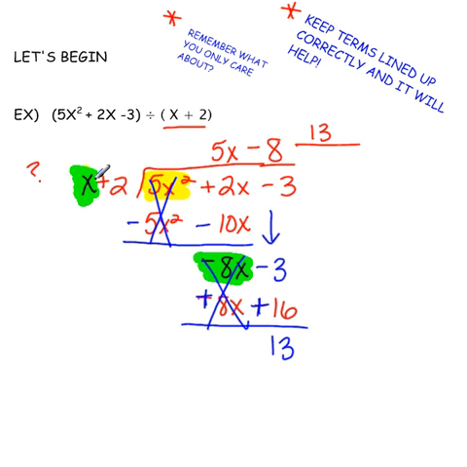13 over what we were dividing by, which was an x plus 2. Our sign of our remainder is positive, so we will be adding that on. This is what your answer looks like. For example number 1, 5x minus 8 plus 13 over x plus 2. All right, let's go again.